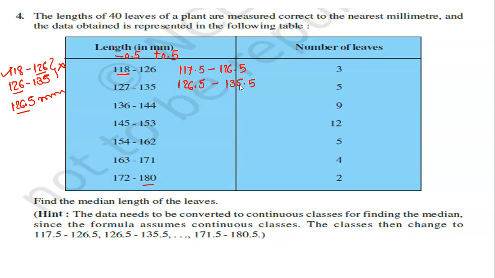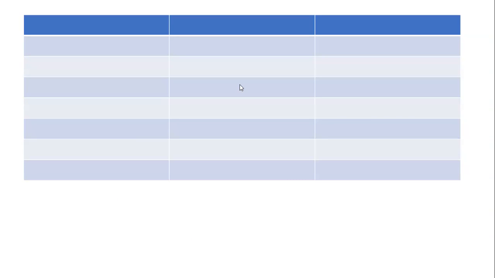For that I am going to use a new slide. Let me write here: length, meaning the class, in millimeters, and number of leaves.